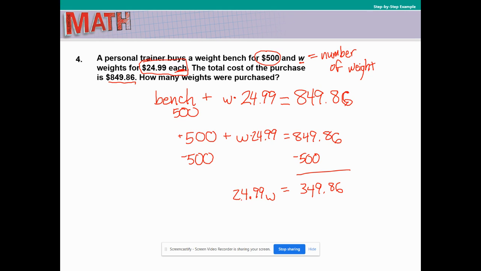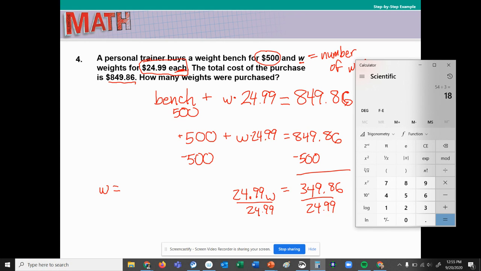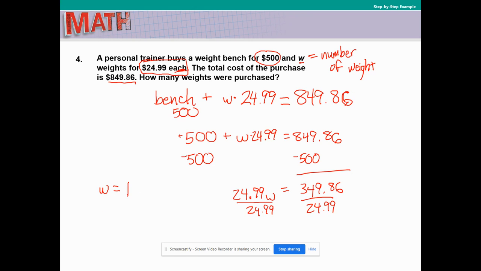Last step, 24.99 is being multiplied by the number of weights, so we're going to divide by 24.99. Divide by 24.99 and turn to your handy calculator. Let's solve for the number of weights using that. Calculator, we get 349.86 divided by 24.99 equals 14. Number of weights is 14 weights.